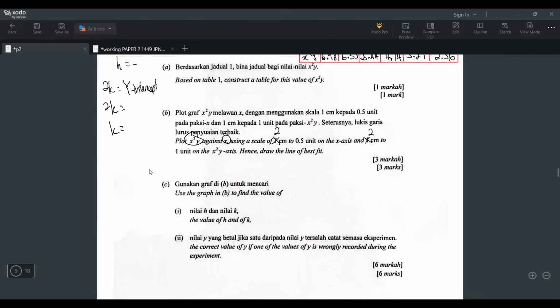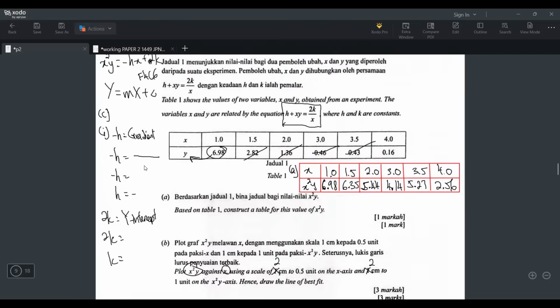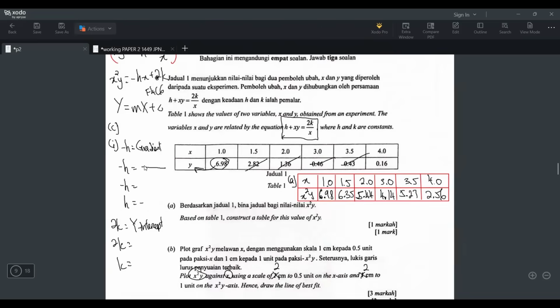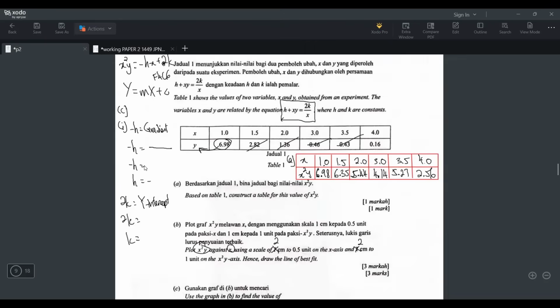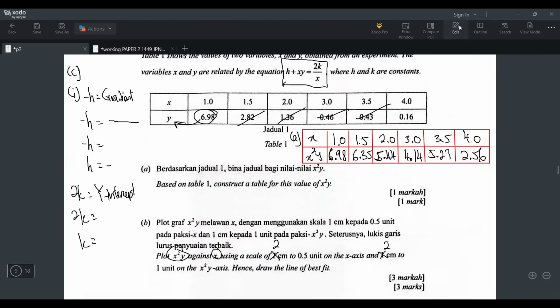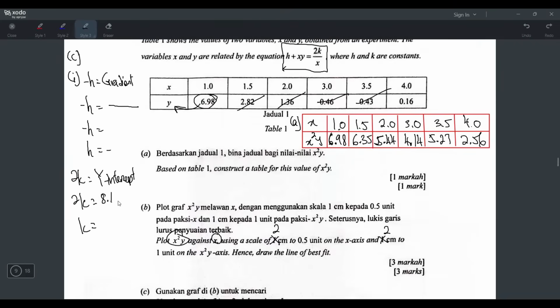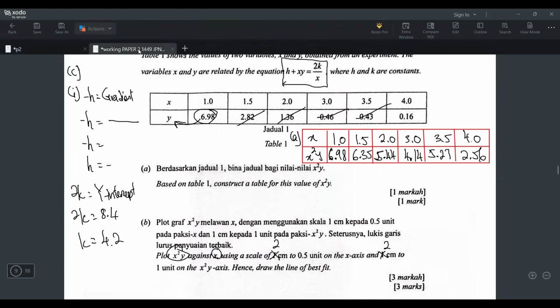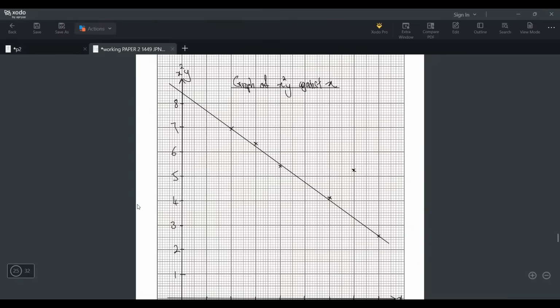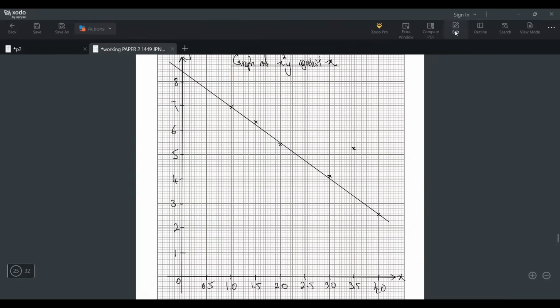For C1, I already did the working way before, in the beginning, so now I just have to fill in the blank. The y-intercept is 8.4, right? Just put it here. Divide by 2 is 4.2. That's okay already. But for the gradient, you need to choose any 2 points on the graph, because the gradient formula is y minus y over x minus x, and you need two coordinates to do that. We can choose any 2 points on the line.